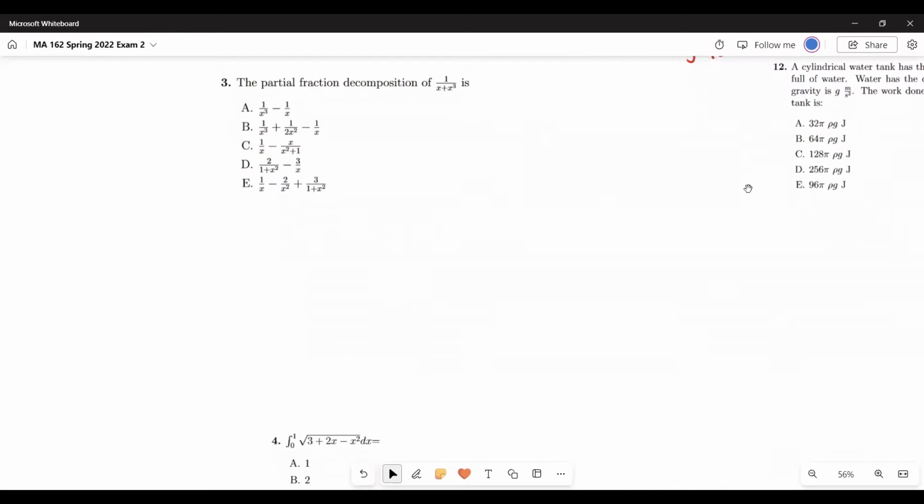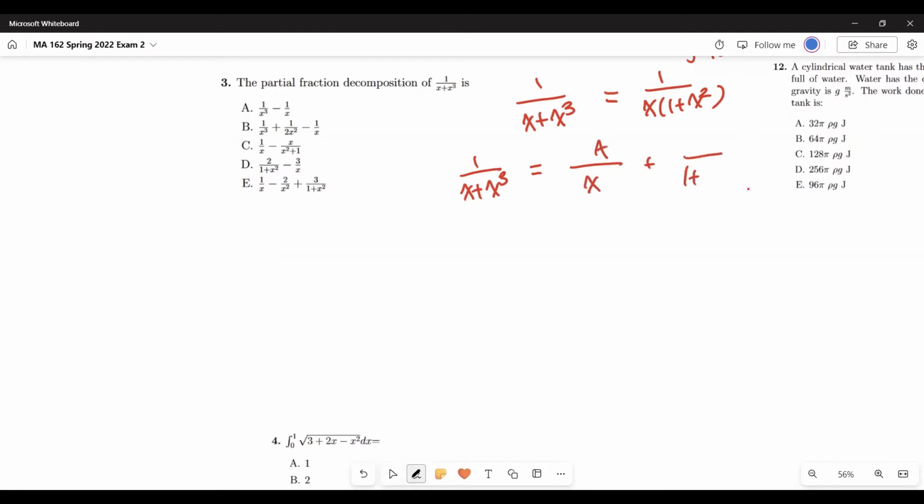So this question asks for the partial fraction decomposition of 1 over x plus x cubed. Since they both have x in the denominator, we can rewrite this as 1 over x(1 plus x squared). And 1 over x plus x cubed can be written as A over x plus (Bx over 1 plus x squared).